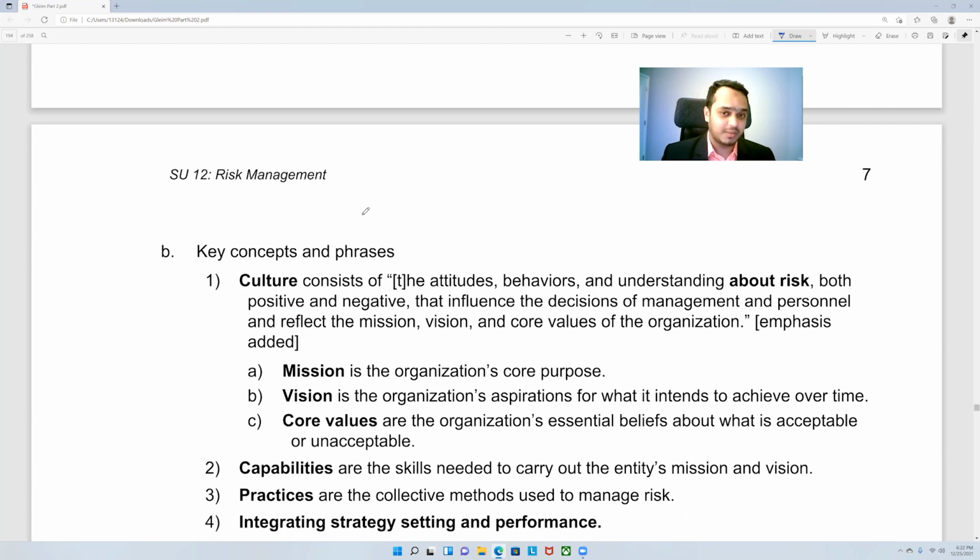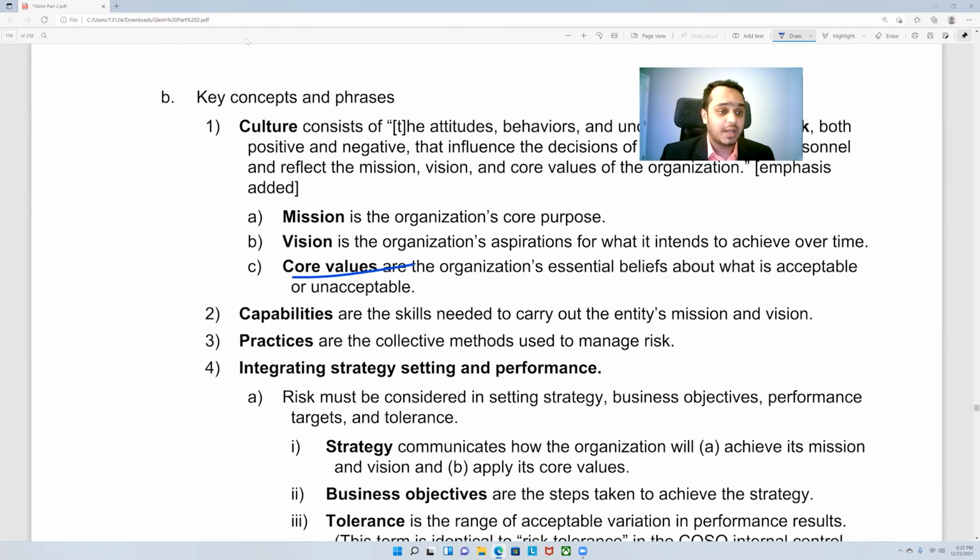But let's take it towards the positive side: with that culture, people will be motivated to achieve your mission, your vision, and your core values, along with your capabilities, practices, integrated strategy and setting performance. In short, if you have a culture in the organization which makes employees intrinsically motivated, they are motivated by themselves to achieve all these goals of the organization. In fact, in the Business and Technology paper of ACCA, the first paper of ACCA, there's a separate chapter on organizational culture.